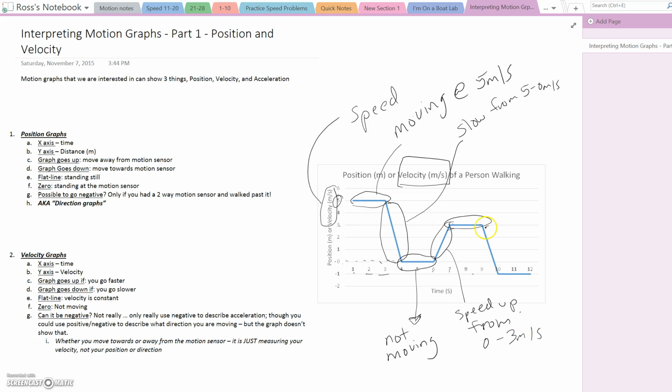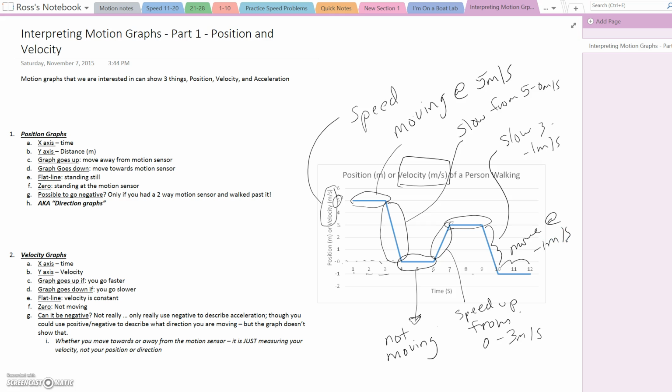Okay, so now in this area, if the line's going down, the graph goes down, you go slower. So this means we slow down, and we can slow from 3 meters per second down to -1 meters per second. We're going to talk about -1 meters per second in just a moment. And here from 10, 11, and 12, we are continuing to move at -1 meters per second.